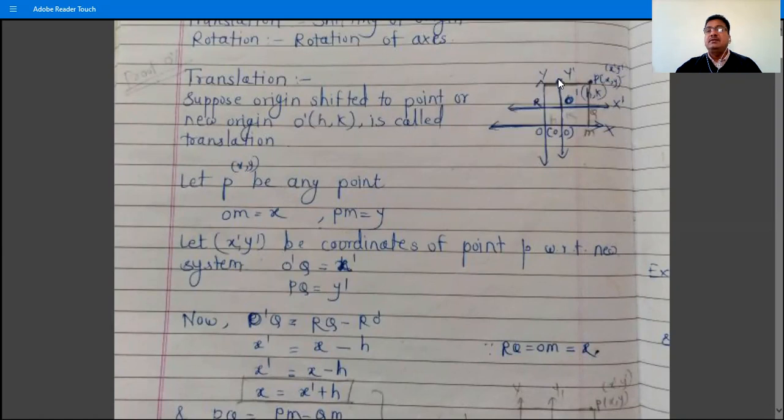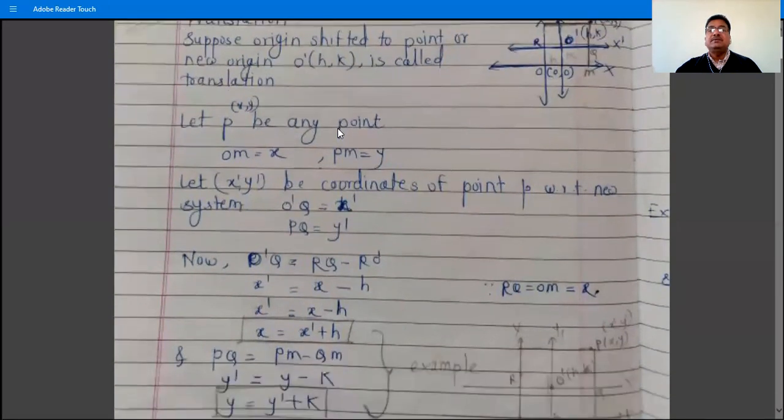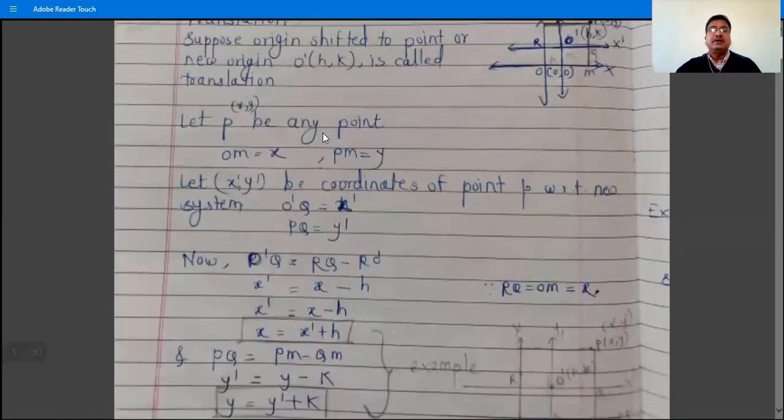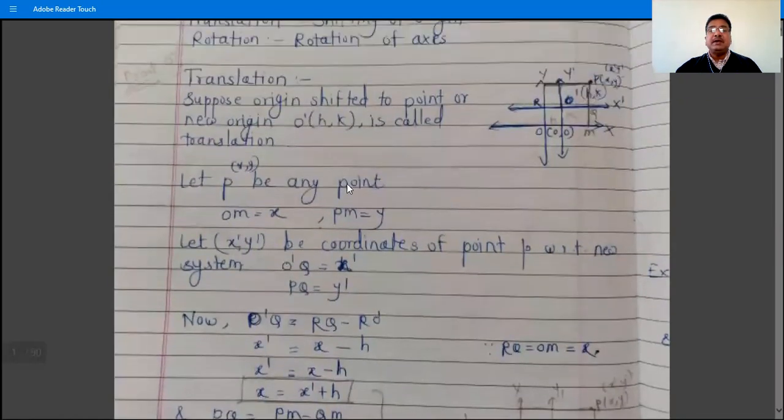And then what is the new system? The new system is this x dash axis, y dash axis. Actually this is the x axis and y axis after shifting the origin to the new point. And without rotating the axis means this y dash and y are parallel, x dash axis and x axis are parallel, so it's called translation. Suppose the origin is shifted to the new point (h, k). So let P(x, y) be any point in the plane.